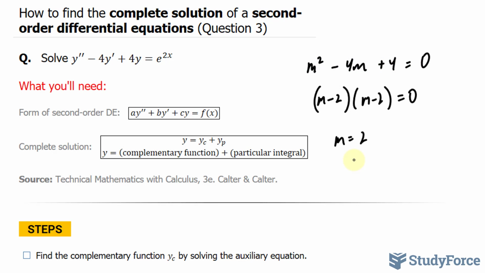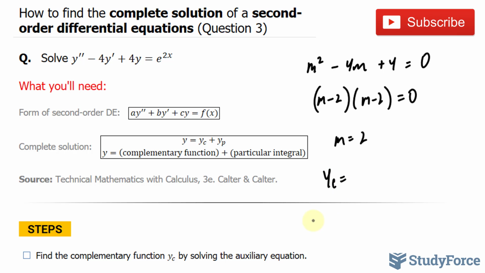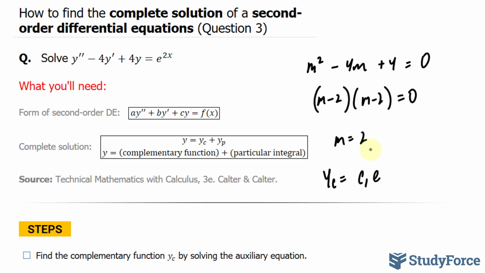Once we've obtained our m value, we can write our complementary function, starting with y subscript c is equal to c1 times e to the power of our m, which is 2, times x, plus c subscript 2 times e to the power of 2x, that represents our m, times x.